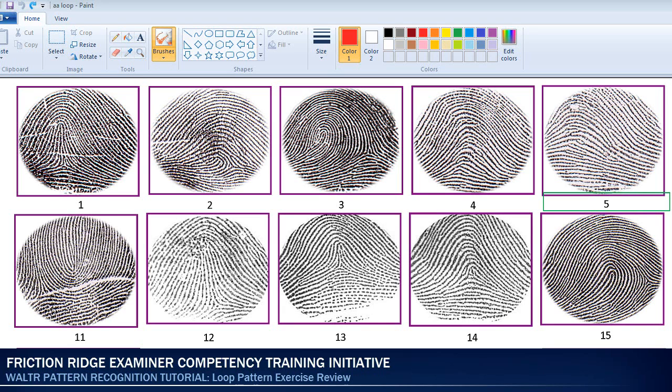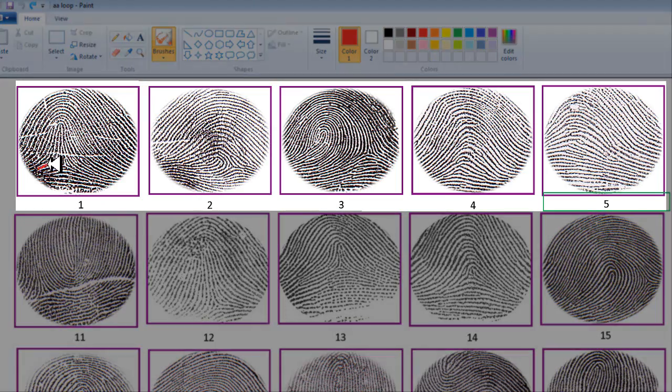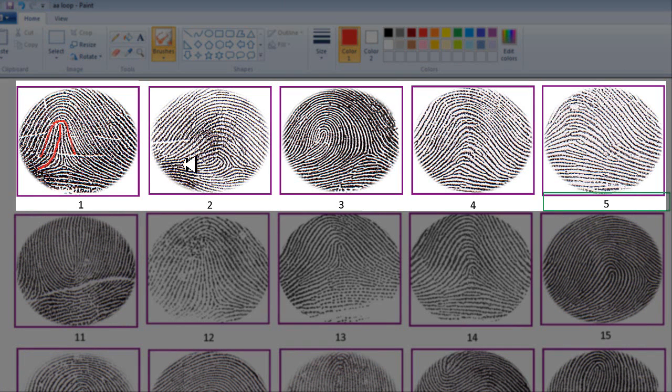Okay, you have completed the plane arch and tinted arch quizzes, and now I'm going to review the loop quiz and begin with number 1. Hopefully you recognize immediately that that is not a loop, but that it is one of our tinted arches. Number 2, ridges are starting on one side, making a curve, returning back to the same side. This is definitely a loop pattern.